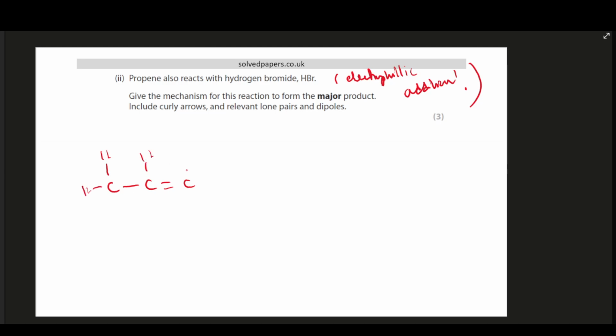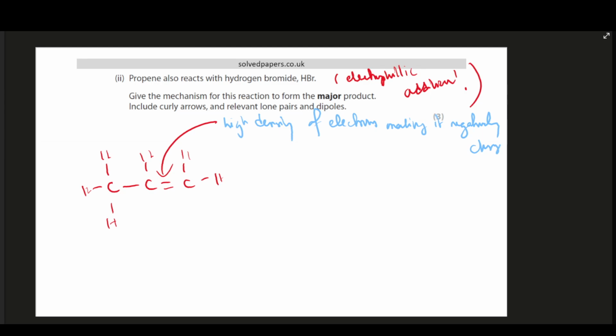Let's draw this out. So what is happening down here? Well, we know the double bond consists of a high electron density, meaning it has a shared pair of electrons right here. What does it have? A high density of electrons, making it negatively charged, isn't it? Yes.